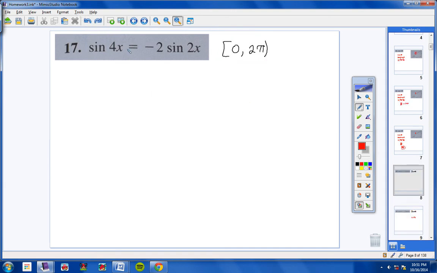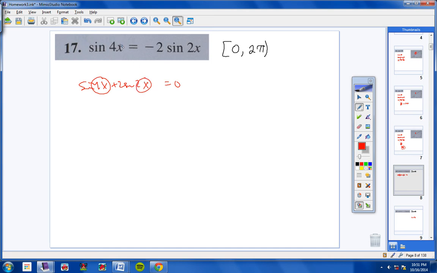Okay, the first thing we're going to do is if you look at this problem, we've got an issue here. We have sine of 4x and sine of 2x. So even if we were to bring this over to the other side, sine 4x plus 2 sine 2x equals 0, you could not factor or combine these because one is sine of 4x and one is sine of 2x. Okay, so that's not going to help.